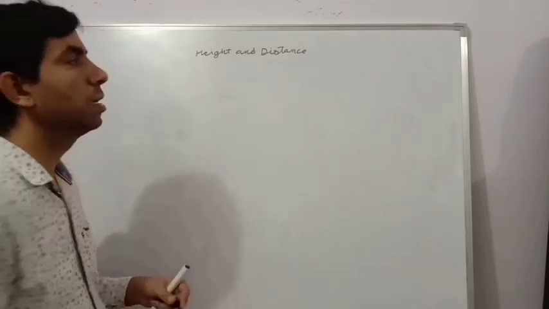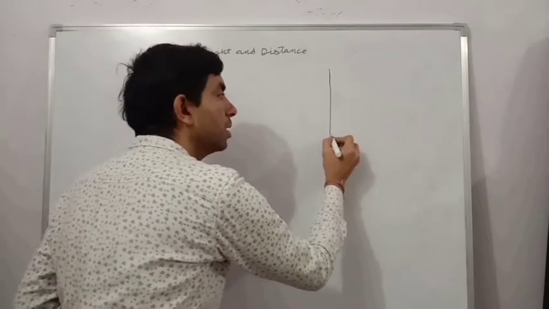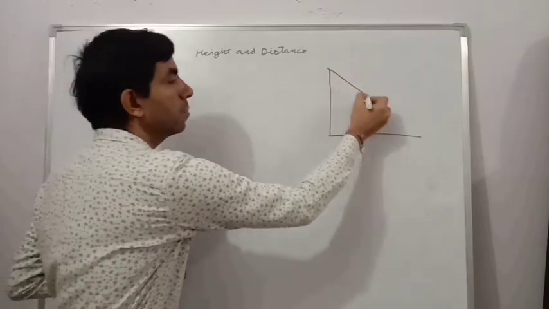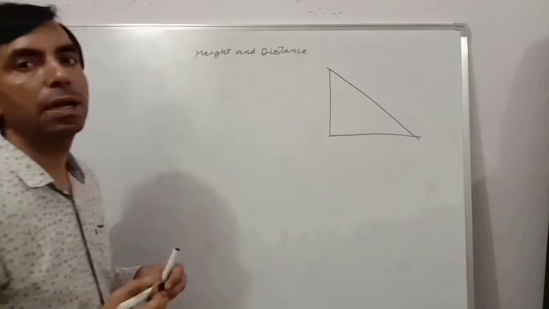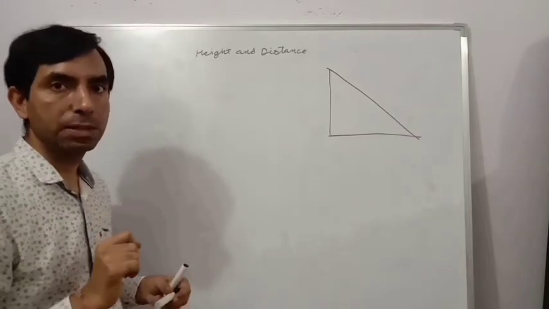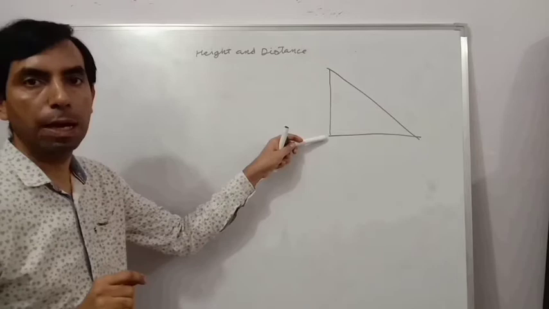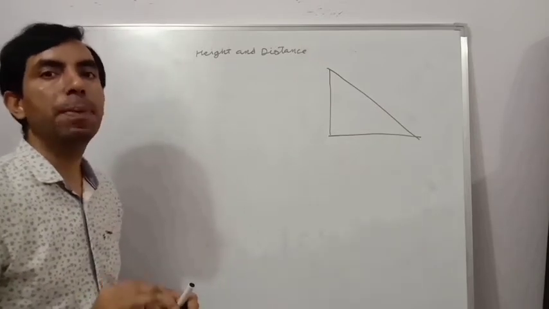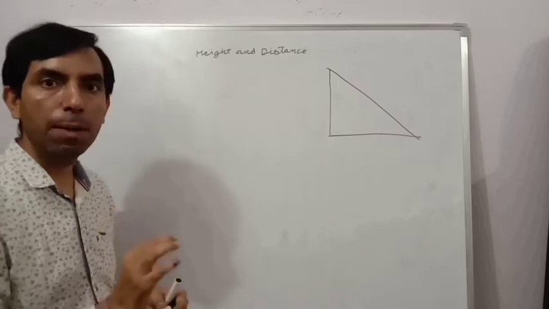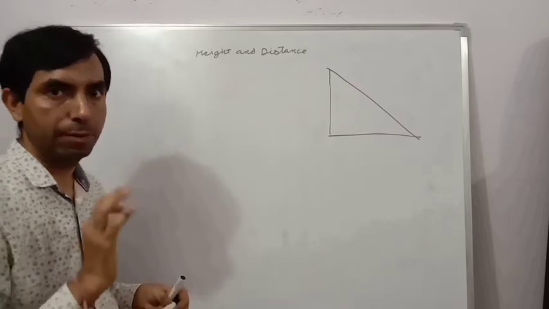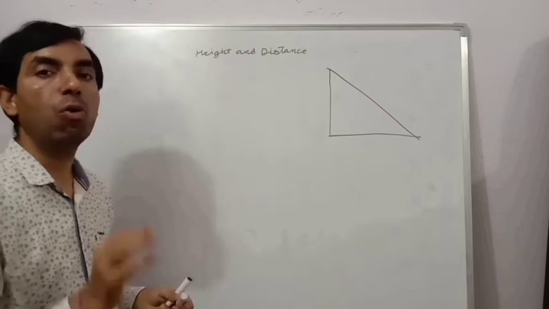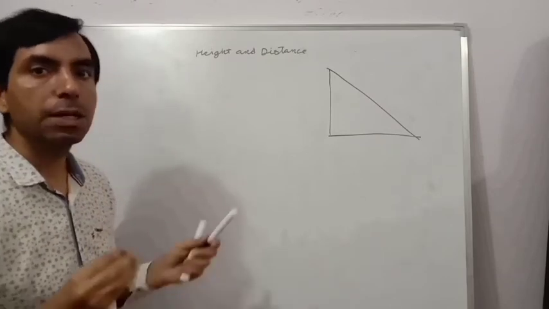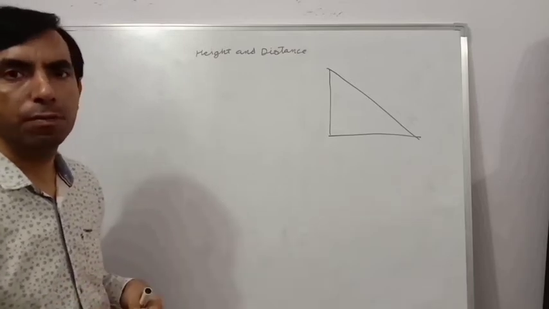Height and distance means height is always perpendicular and distance represents the horizontal. It is represented by a right angle triangle. Height is the perpendicular and distance is the base. So it depends on the perpendicular base formula. For perpendicular base we have only tan, so most of the time it depends on tan. Not 100%, sometimes it will depend on other things.